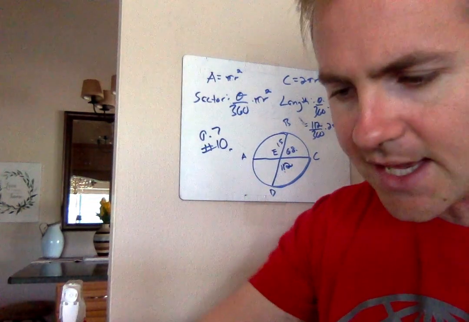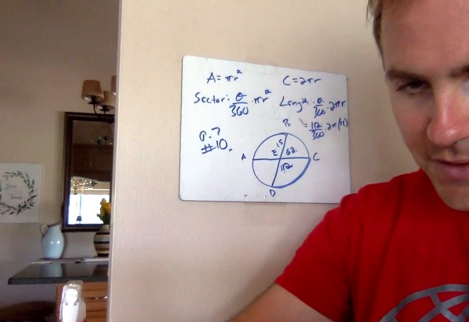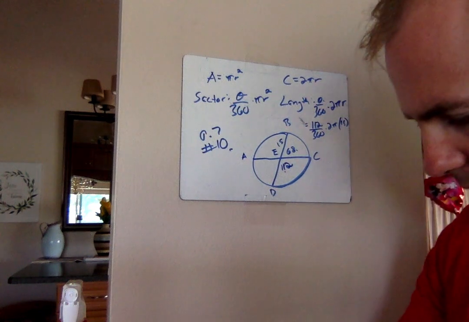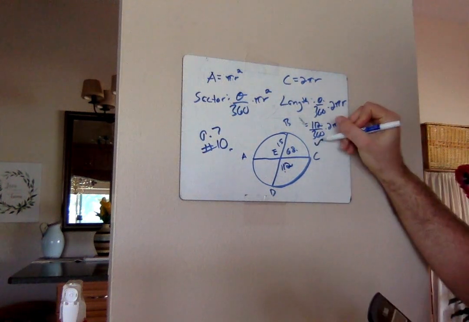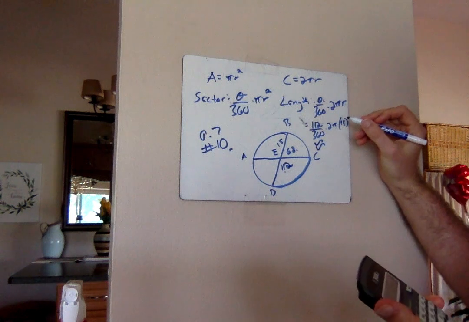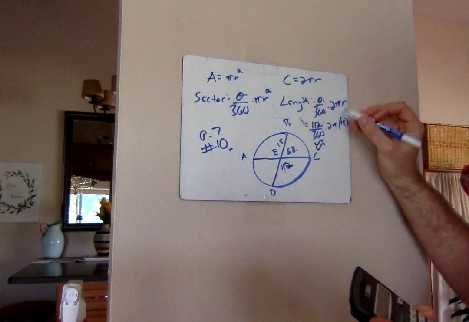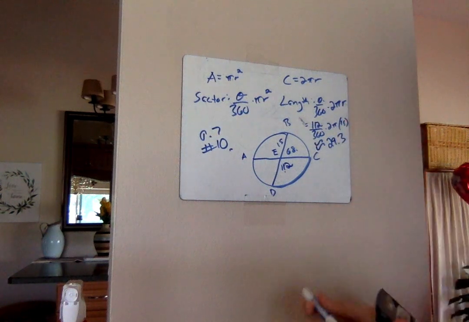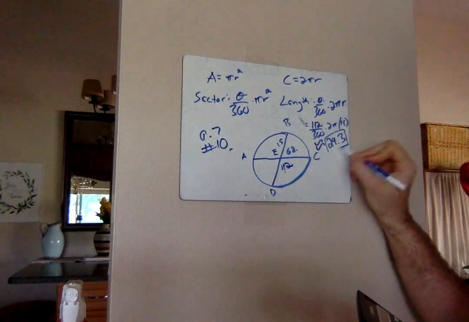So, using our handy-dandy calculators, and remember to round to the nearest tenth at the very end, let's see what we can do. 112 divided by 360 equals, times 2 times pi times 15. And what do we get? When you round to the nearest tenth, we get around 29.3. Okay, around 29.3 for our arc length.